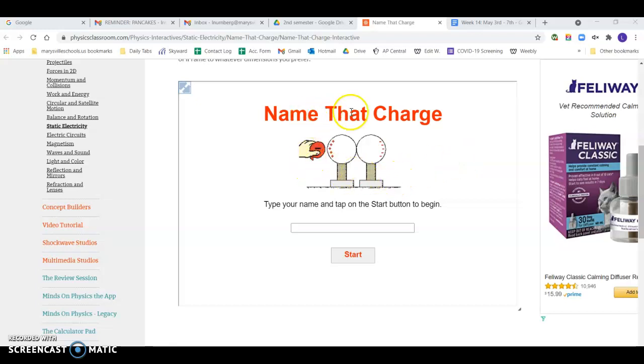Okay, this is help with the Name That Charge Interactive. This one does not keep track of your score the same way that some of the other concept builders do. So at the beginning, you will have to type in your name. You will be taking a screenshot at the end with your name showing that you have completed it.